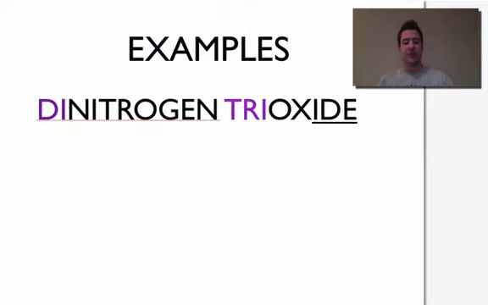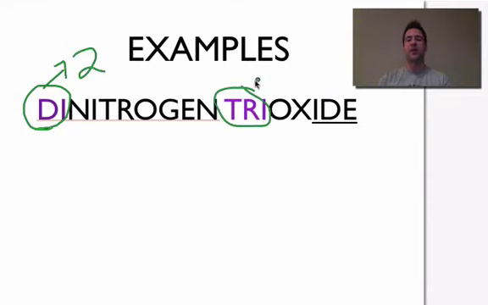Moving on, we have a few examples. I'm going to do one example and then I'm going to get you to try 2 on your own. If you want to try this one, you can pause the video and try it by all means. What I've done is in purple, in a different color, I have the prefix. Prefix for di is 2. Prefix for tri is going to be 3. You need to look on your periodic table and determine what the symbol is for nitrogen. The symbol is going to be N.